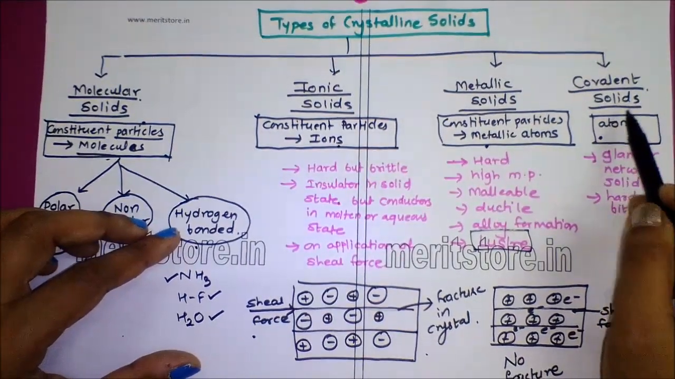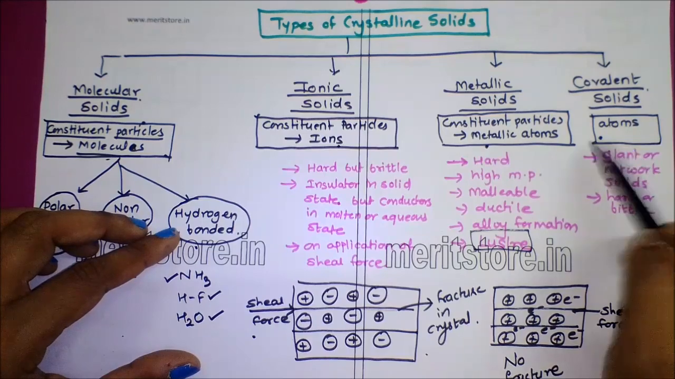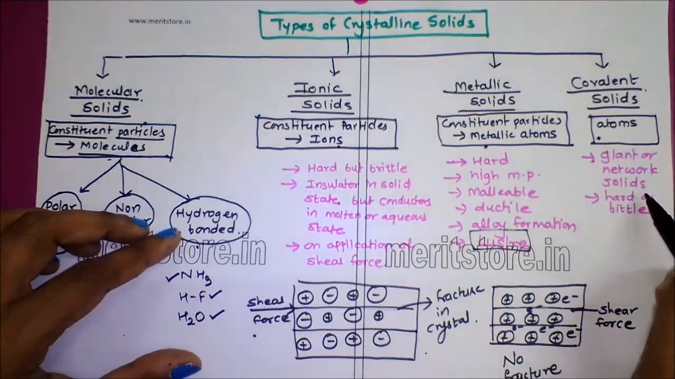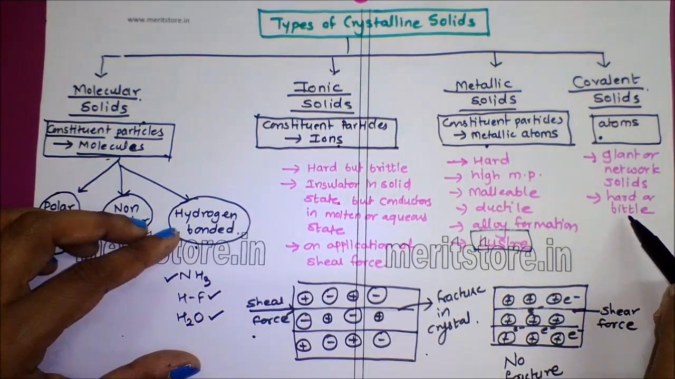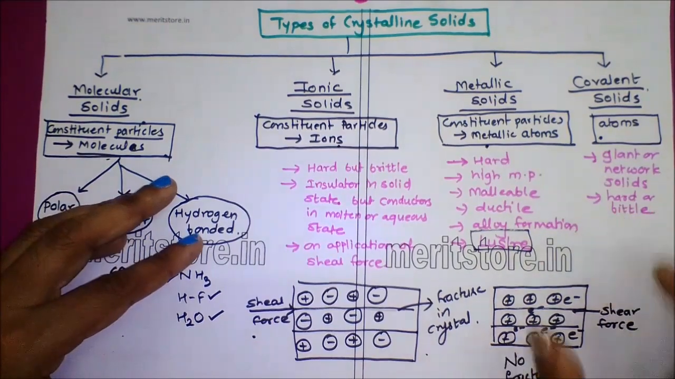The next type of solid we have is the covalent solid, which consists of atomic particles. These are giant or network solids, and they can be hard or brittle. That is totally dependent on the type of hybridization or the type of bonding which is available within them.